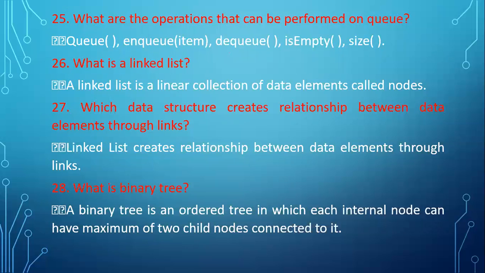Question number 28. What is binary tree? A binary tree is an ordered tree in which each internal node can have a maximum of 2 child nodes connected to it. It may have 1, but it should not exceed more than 2.